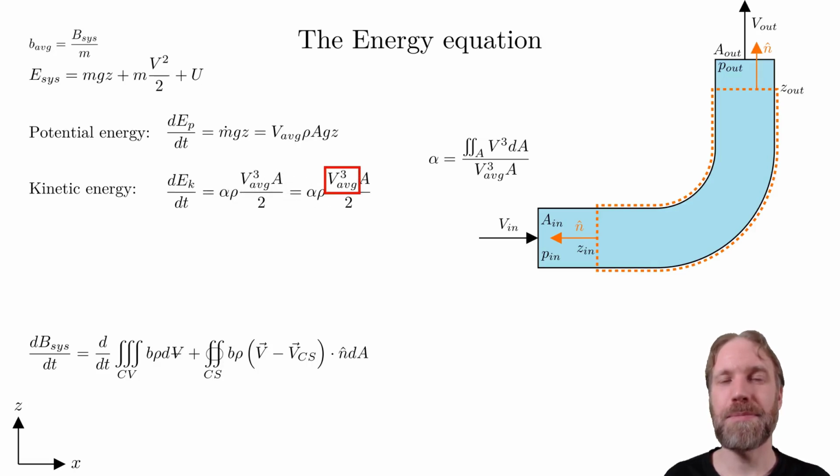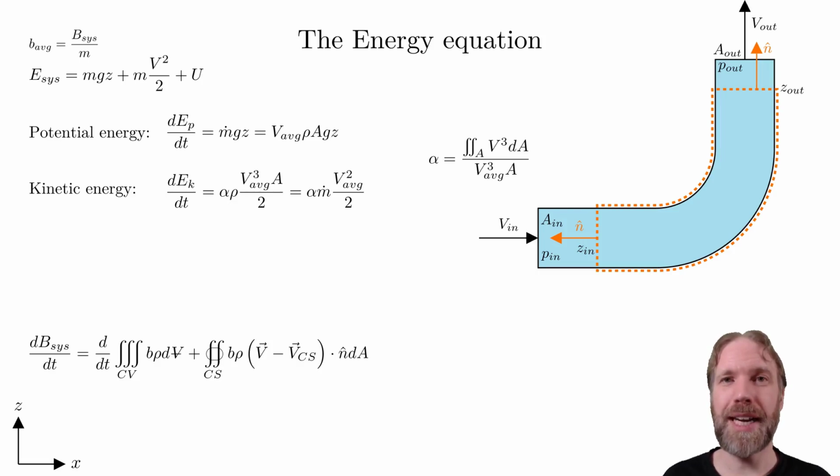Split this cube. This can be identified as the mass flow. We can see that for flow of kinetic energy, we need to introduce the correction coefficient alpha to account for that the flow velocity can vary over the cross-section.